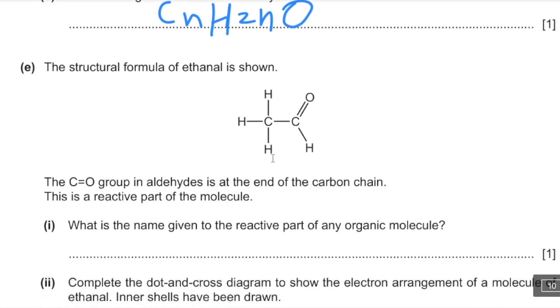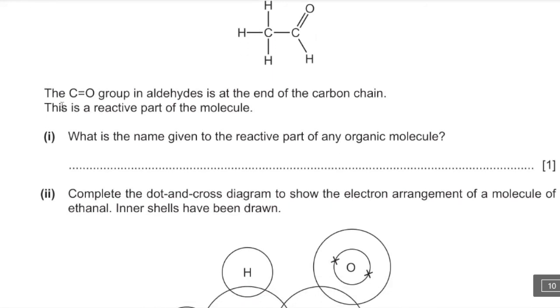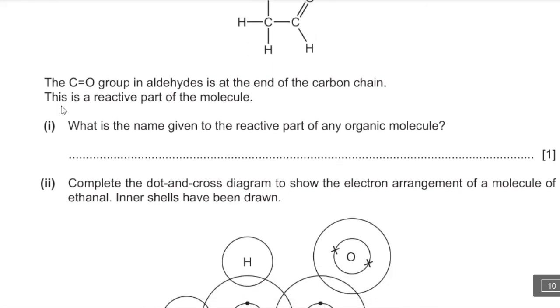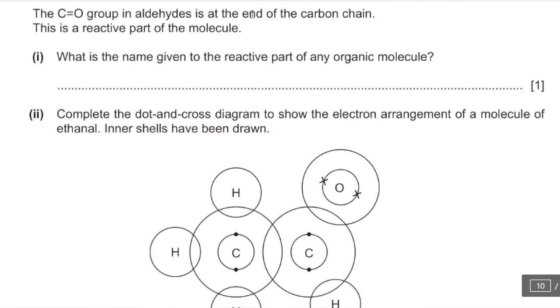E. The structural formula of ethanal is shown. The carbon-oxygen double bond group in aldehydes is at the end of the carbon chain. This is a reactive part of the molecule. 1. What is the name given to the reactive part of any organic molecule? So this is known as the functional group.